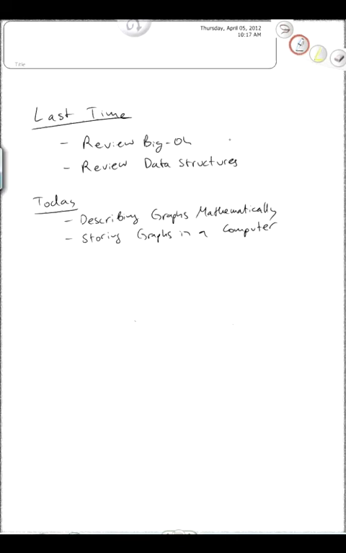So last time what we did was we reviewed big O notation and then we reviewed data structures, or at least a few basic data structures that we're going to use in class. And the plan for today is to talk about describing graphs mathematically and storing graphs in the computer.